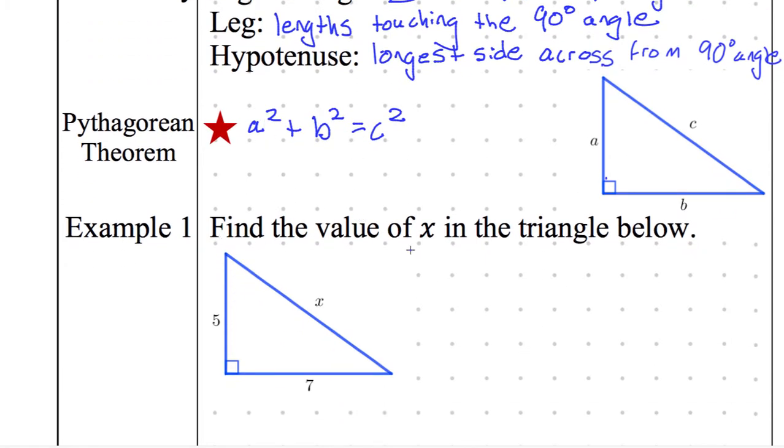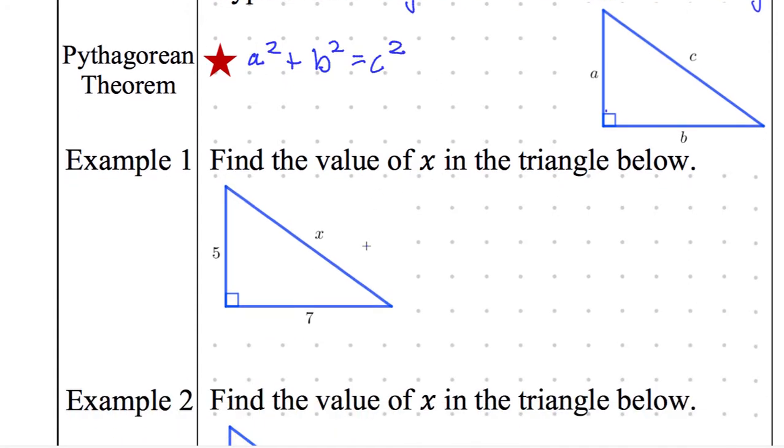Example 1, find the value of x in the triangle below. Oh, sorry, I skipped over this, but a and b match with this triangle on the right. So a and b are the legs. It doesn't matter the order in which you put them, but c has to be the hypotenuse. So the hypotenuse is on one side, the legs are on the other side, and you have to square them individually.